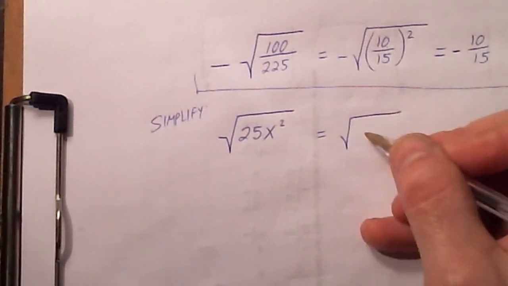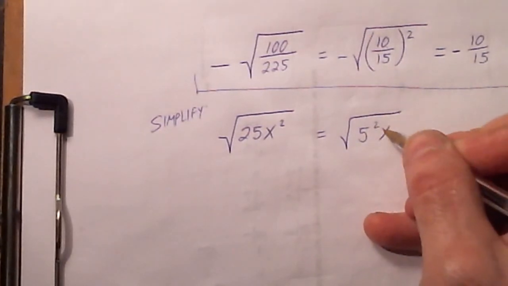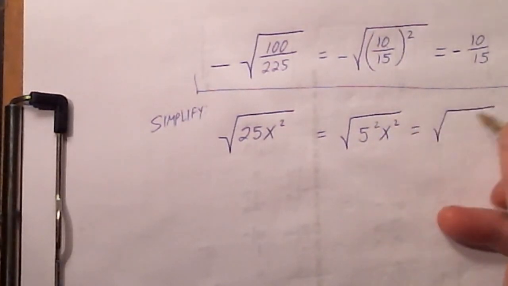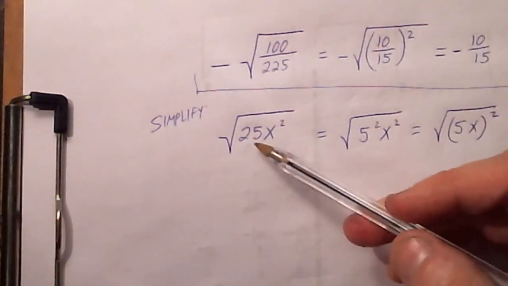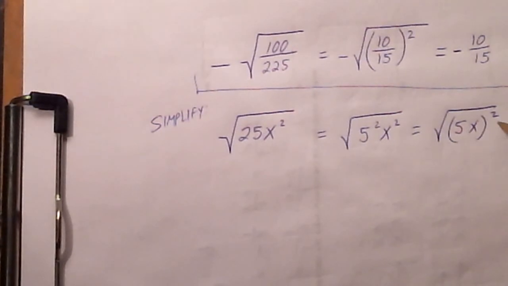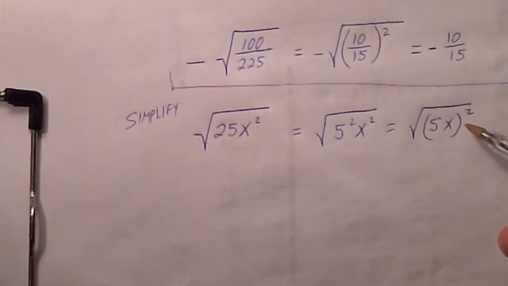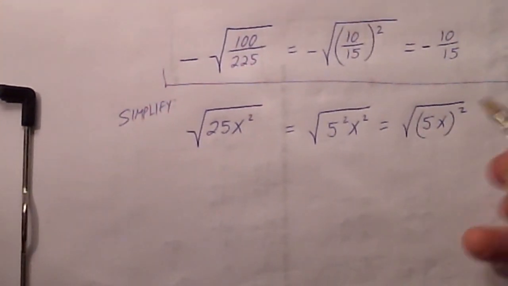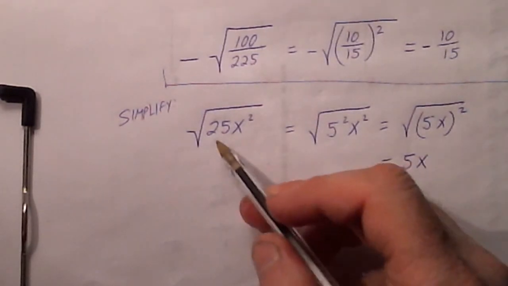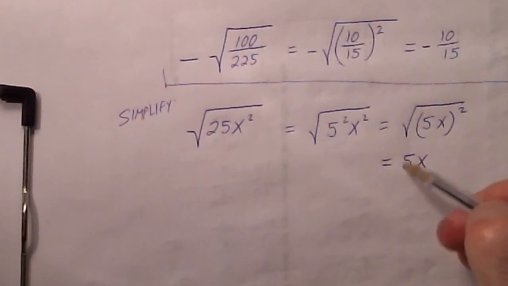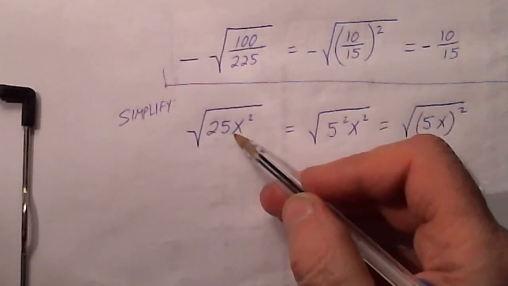25 is a perfect square of 5. X squared is obviously a perfect square of x. So using properties of exponents, I can rewrite the square root of 25x squared as the square root of 5x squared. Well, ladies and gentlemen, the square root of 5x squared simplifies down to just 5x. And so the square root of 25x squared simplifies down to just 5x. Why? Think about it. Because if you take 5x and square it, you get back 25x squared.